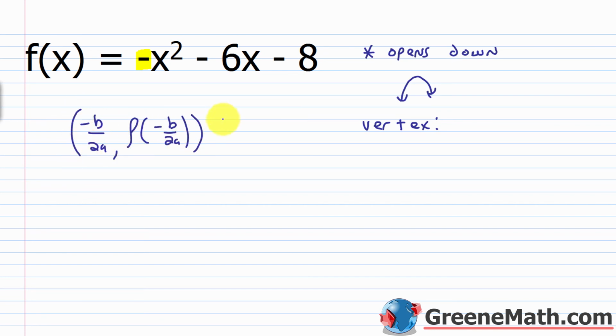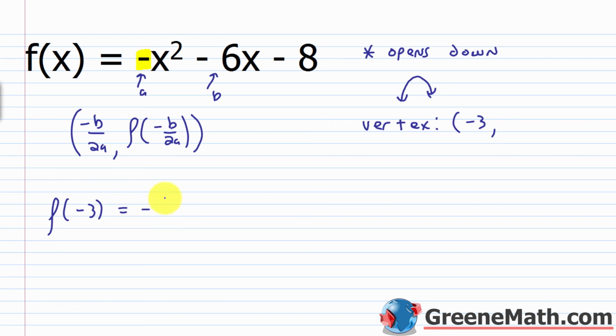And what is a and b? So this is a, that's negative 1, and b is negative 6. So the negative of negative 6 is 6 over 2 times negative 1, which is negative 2. So 6 over negative 2 is negative 3. So the vertex will occur at negative 3, comma. Now I want to plug a negative 3 in for x. So I'd have f of negative 3.